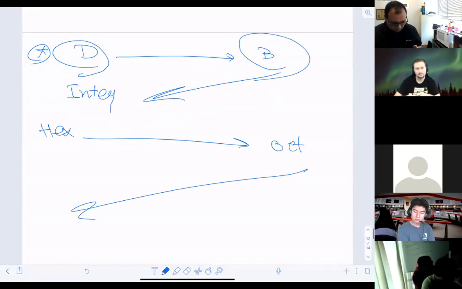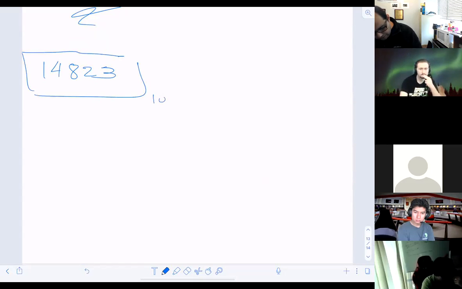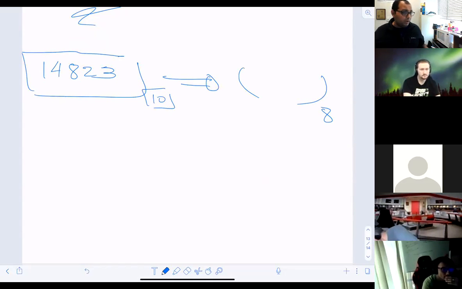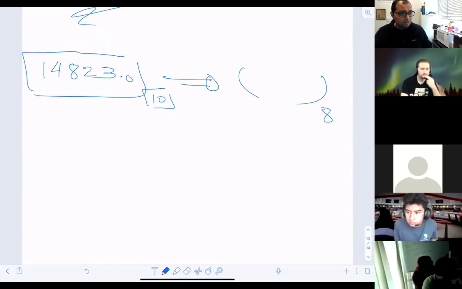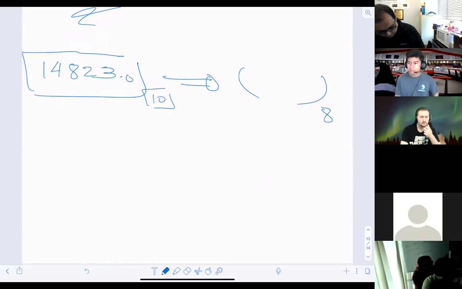Let's make a new example, which is basically 14823, and this is represented in decimal. And I want this to be octal. What should I do from your point of view? I will divide by 8, because I don't have any fraction here, right? Do you agree? Yes. So I would say 14823 divided by 8 is equal.